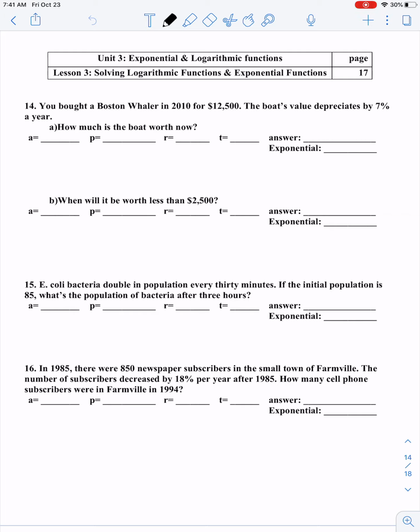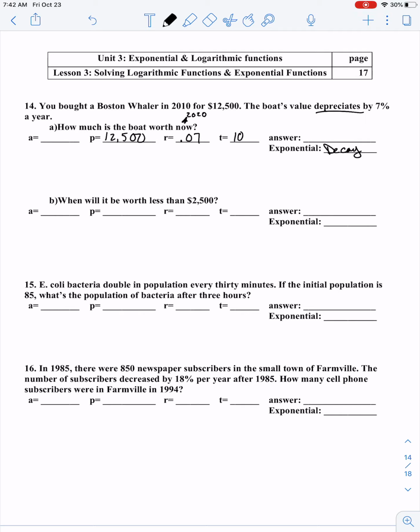if we bought a Boston Whaler in 2010 for $12,500, so when I first bought it, it was $12,500. So again, my initial value is $12,500. The boat's value depreciates, goes down by 7%, so 0.07, and it's decay because it's going down. How much is the boat worth now? Well, now it's 2020. We bought it in 2010, so there's a 10-year time gap.